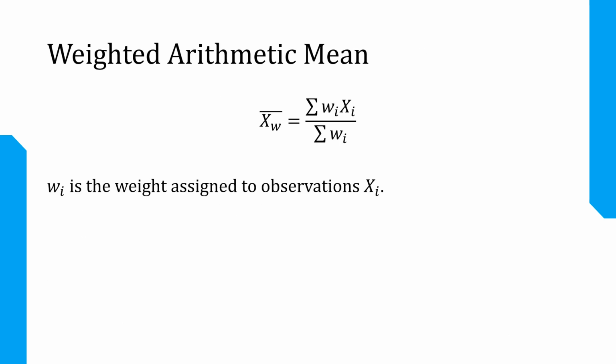If some observations are considered to be more significant than others, a weighted mean can be calculated. The equation shown here defines a weighted arithmetic mean, which is the x value. The wi is the weighted assignment, and the xi is the variable for each point.